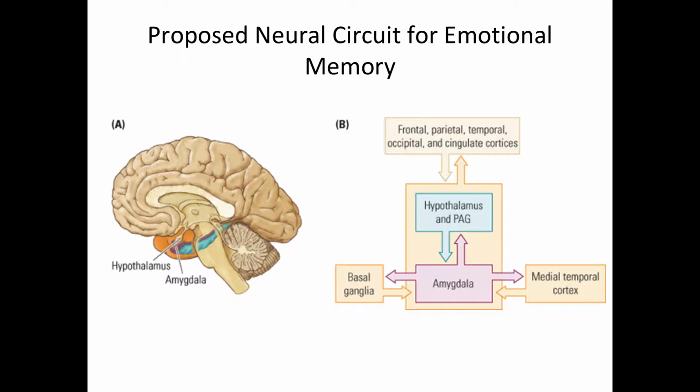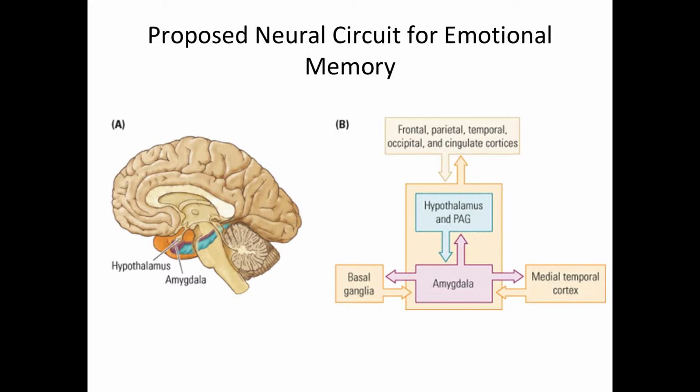Emotional memory has a unique anatomical component to it, which is the amygdala, as you can see right here and right here. The amygdala consists of a number of nuclei. You have the basolateral complex, the cortical nucleus, the medial nucleus, and the central nucleus. The basolateral complex can be further subdivided into the lateral, the basal, and accessory basal nuclei.